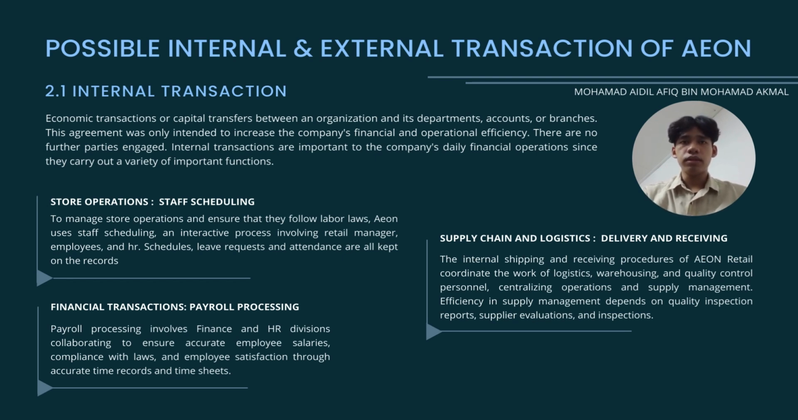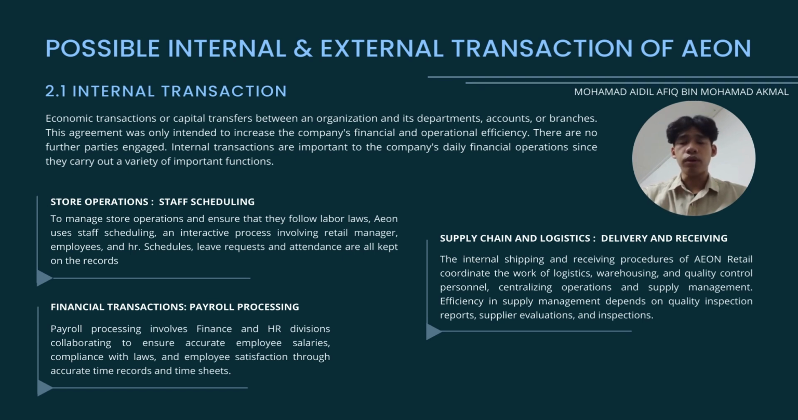The first point is store operation staff scheduling. It explains how to manage store operations and ensure that they follow labor laws. Aeon uses staff scheduling, an interactive process involving the retail manager, employees and human resources, which is HR. Schedules, leave requests and attendance are all kept on the records.